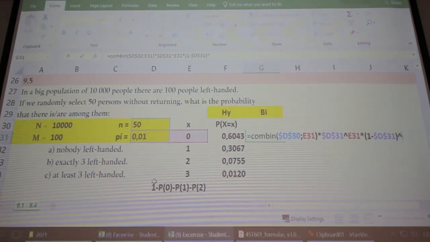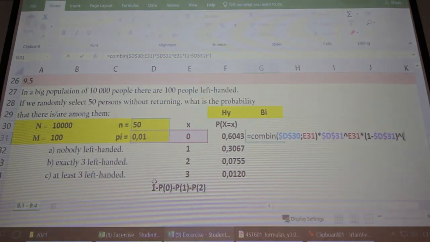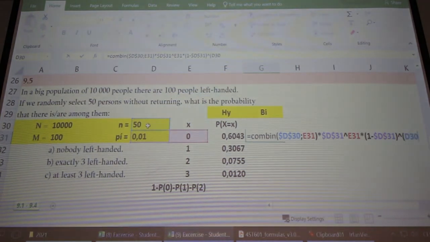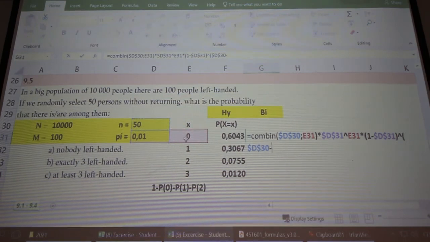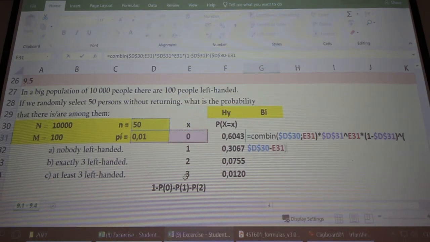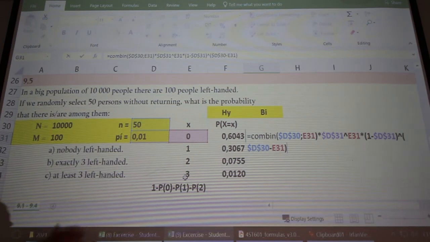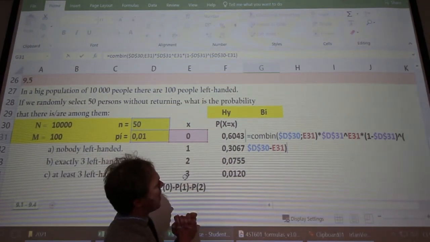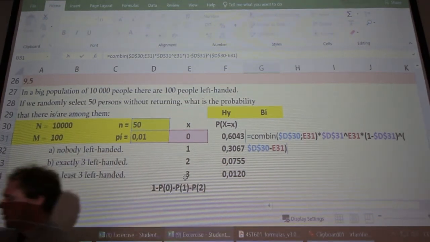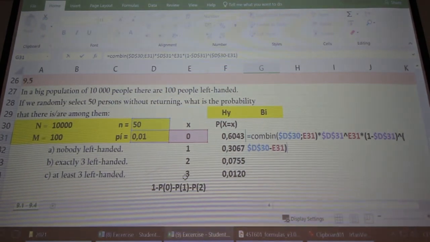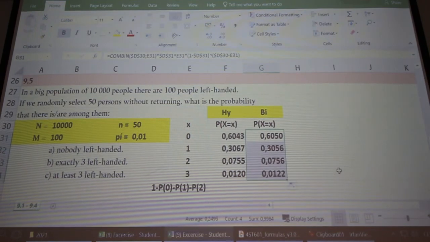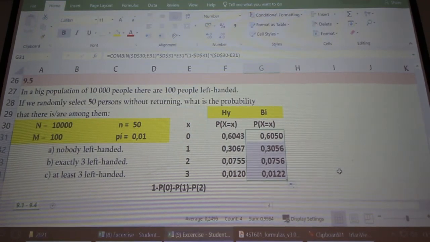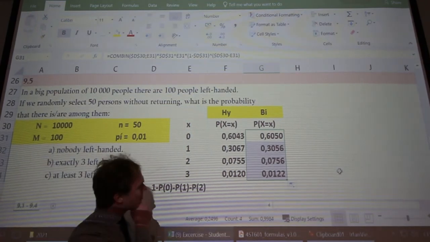Again, power function powered by n, fixed, minus x. X is variable. Close the parenthesis. So you can see this formula is very easy. Please click on enter, and you can copy these formulas to the end.